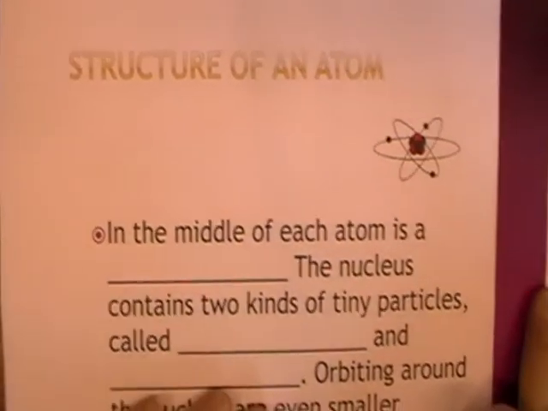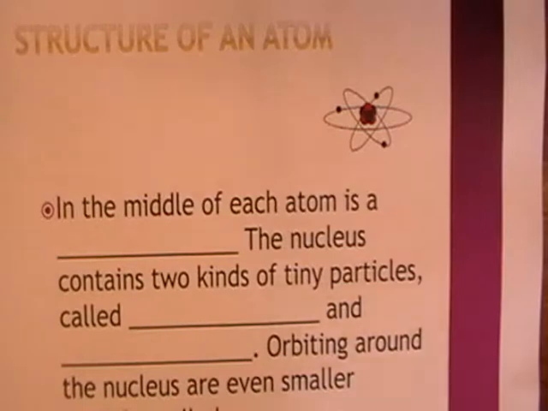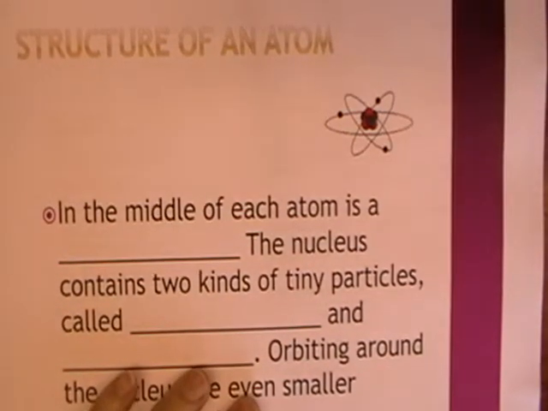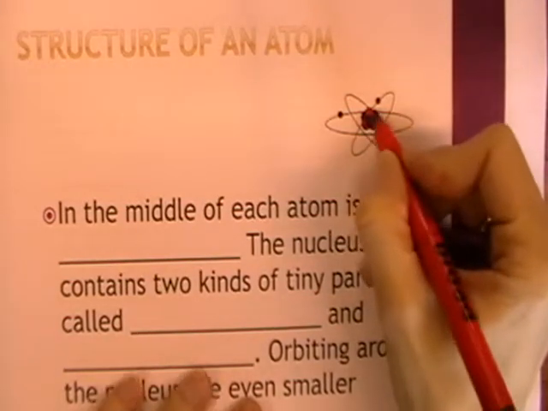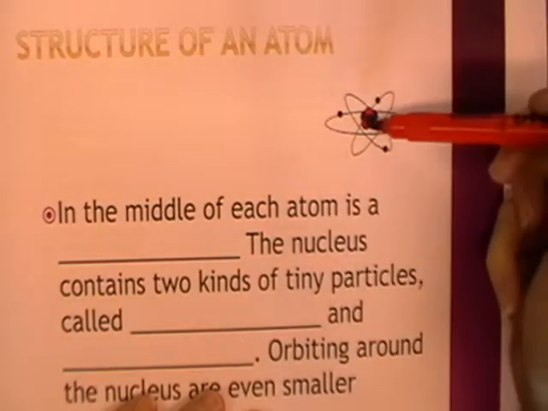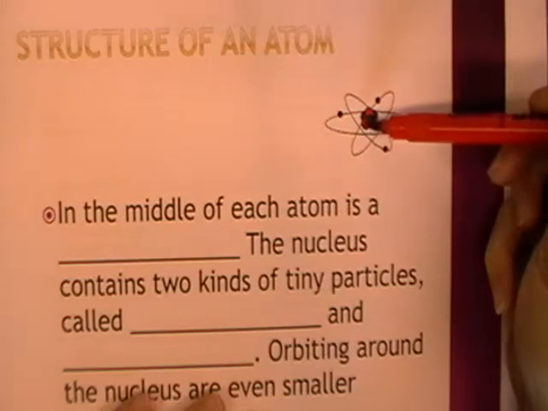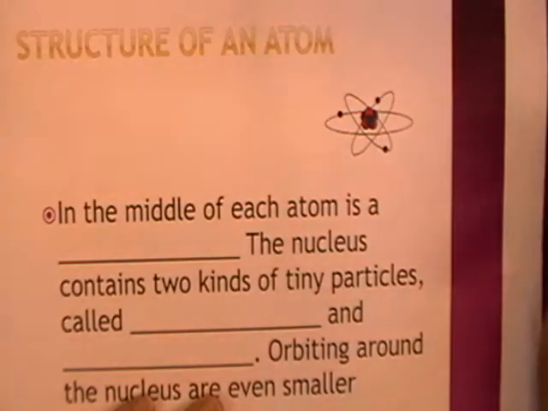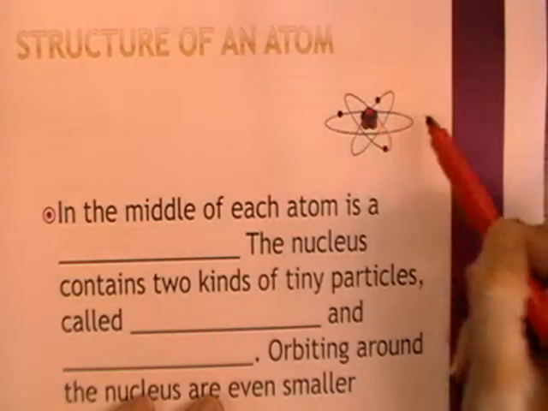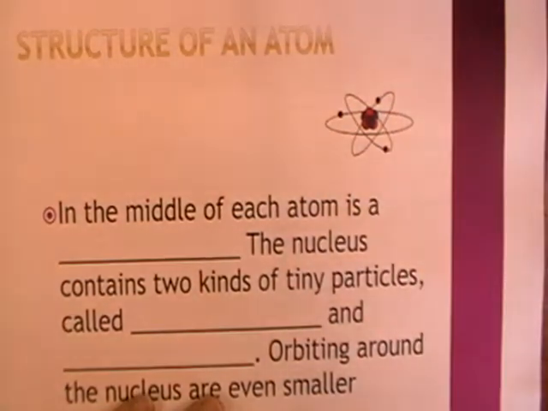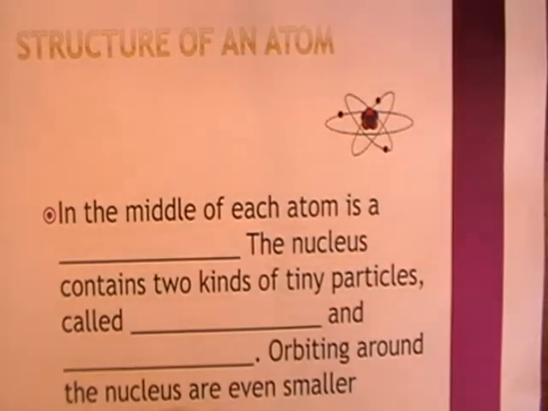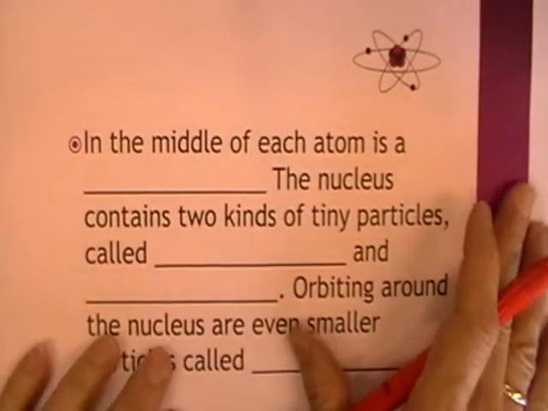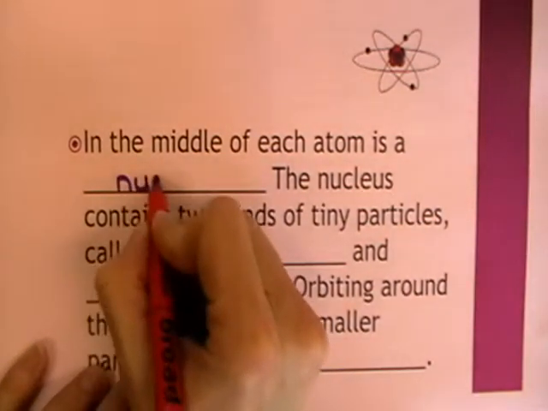So the first wee bit we need to look at is the structure of an atom. You should have an idea from chemistry that in the middle part of an atom you have a nucleus, and in the nucleus you have two different kinds of particles, called protons and neutrons. Outside, in what we call rings or shells, you have electrons which are moving around, or orbiting. So in the middle of each atom is what we call the nucleus.